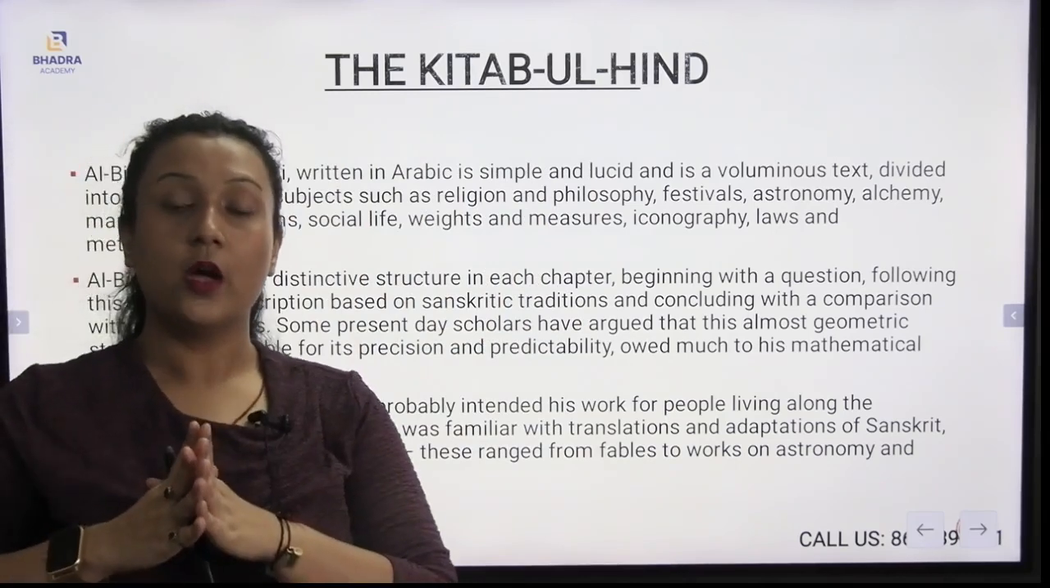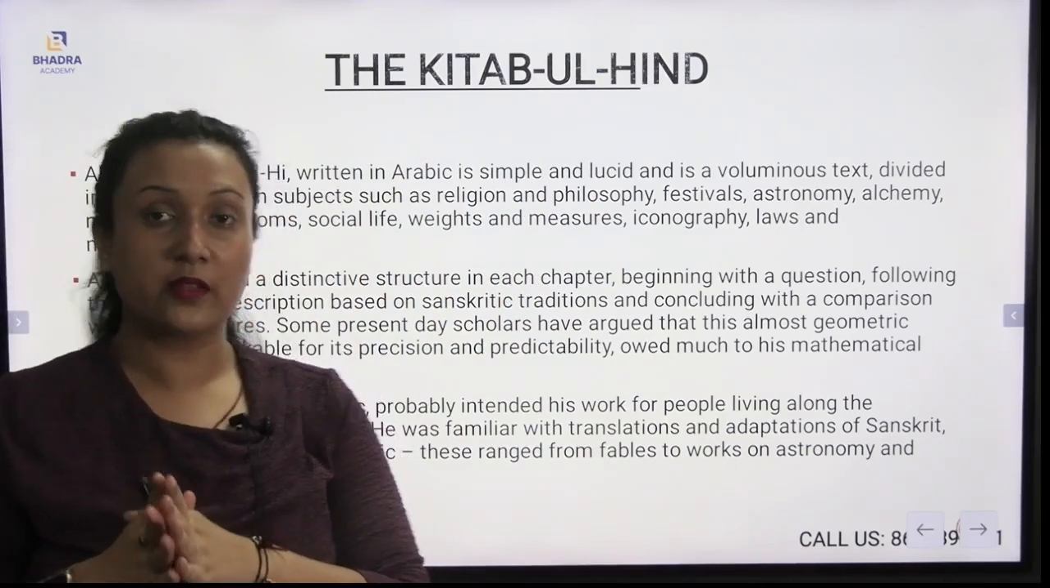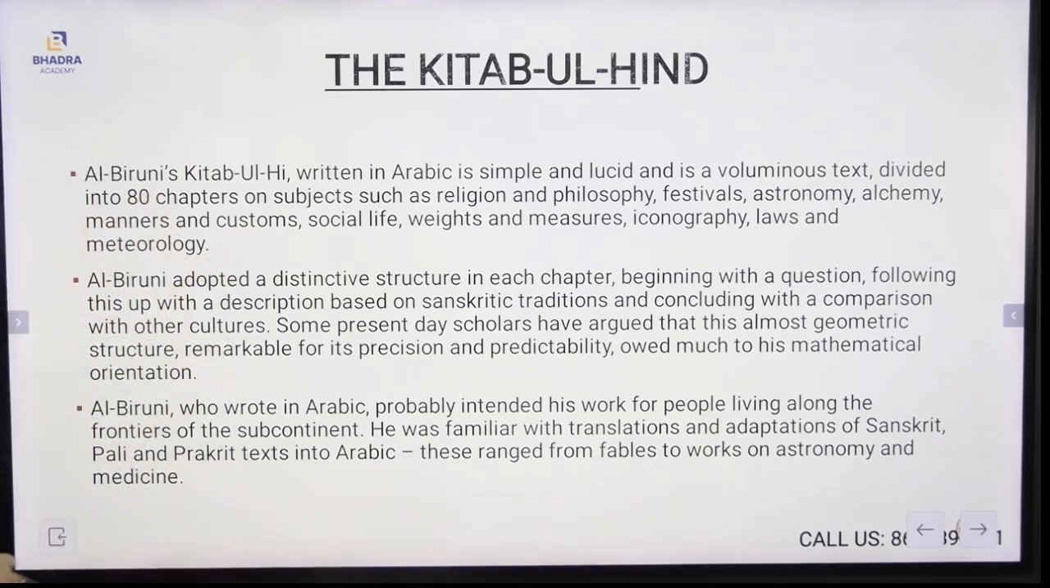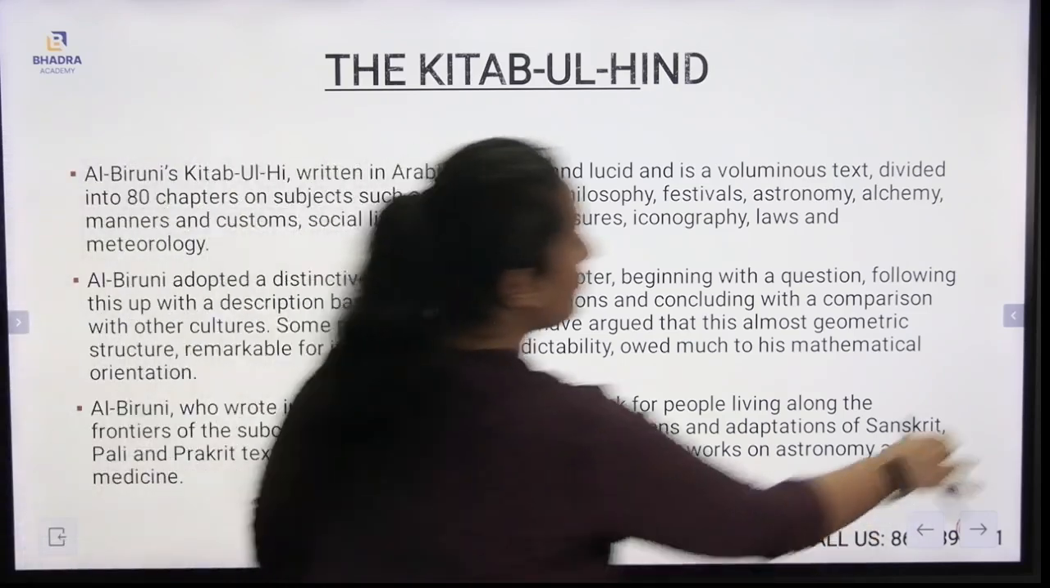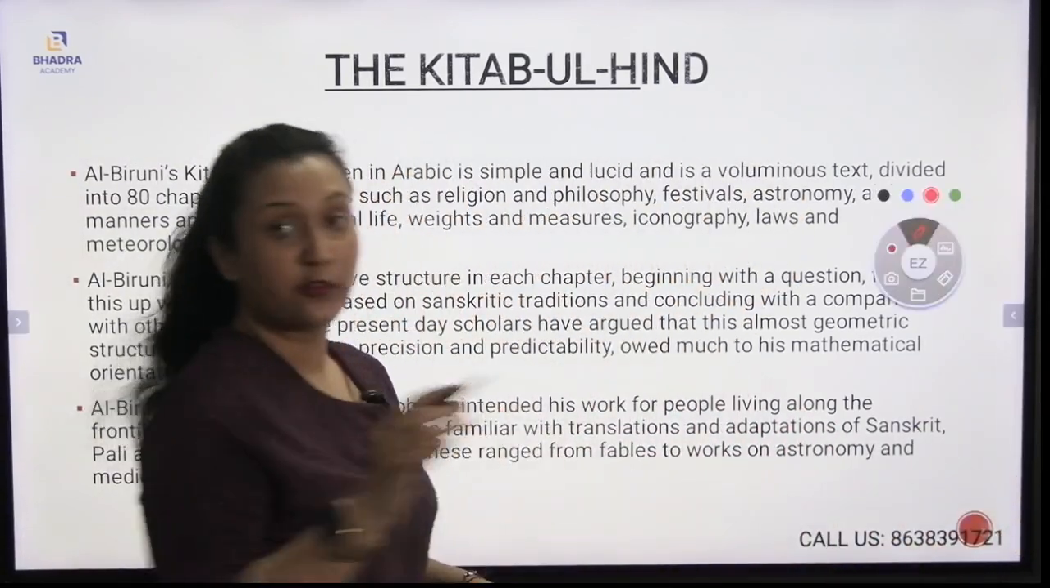Now, what do you mean by this book, Kitab ul Hind? You see, Al-Biruni's Kitab ul Hind, written in Arabic, is simple and lucid and is a voluminous text divided into 80 chapters on subjects such as religion and philosophy, festivals, astronomy, alchemy, manners, and customs. If I talk here about the book Kitab ul Hind, Al-Biruni first wrote Kitab ul Hind.